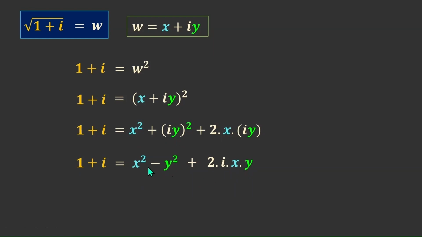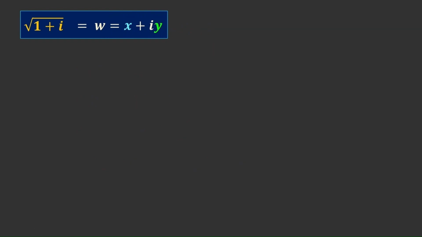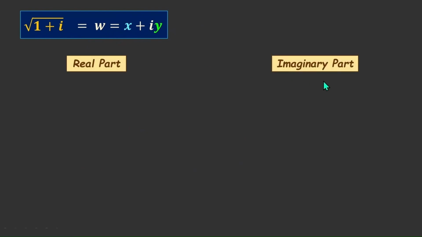Now we can compare the real part and the imaginary part of both the numbers. So we can separate out the real part and the imaginary part. So from here we get that the complex number whose root we were trying to calculate is equal to w, which is some x plus iy. And on separating the real and imaginary parts, the real part is 1 is equal to x squared minus y squared, and the imaginary part was i, and on the right hand side it was 2i xy.